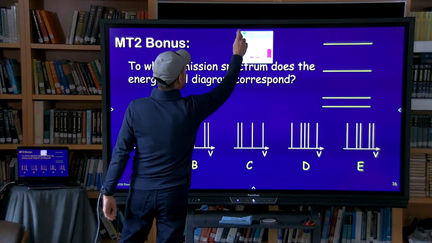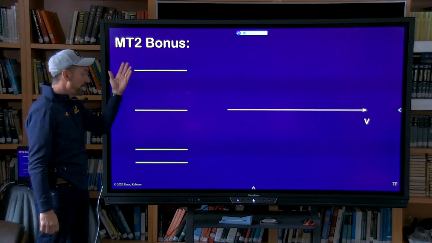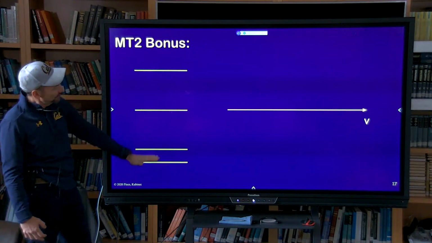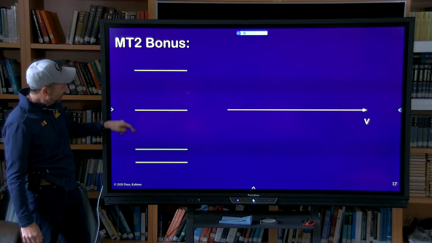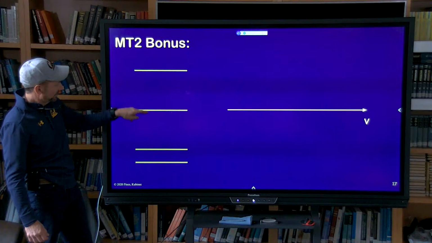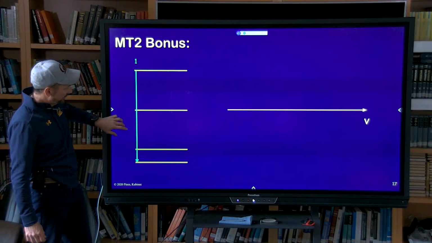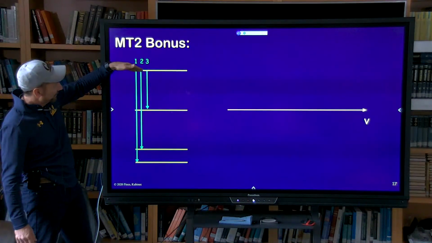I agree with these people who said E. Why is that? Let's go through it. Just be organized. What you want to do is see what transitions are available. So start at the highest level and go to the lowest level, and then highest to next and highest to next, and just draw them out. So there's one transition you can get. There's another transition you can get, and there's another. That's all you can get from the top.